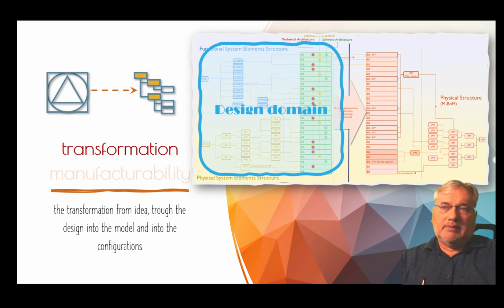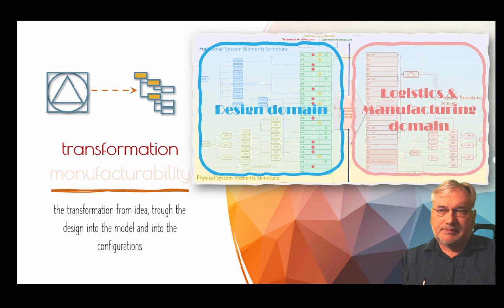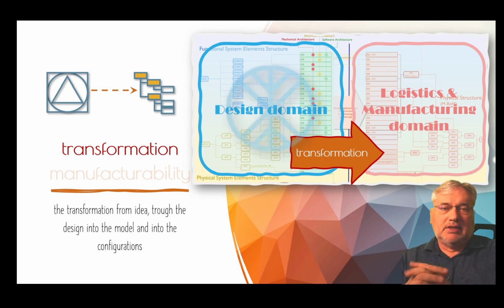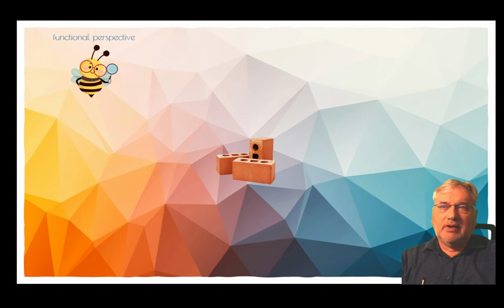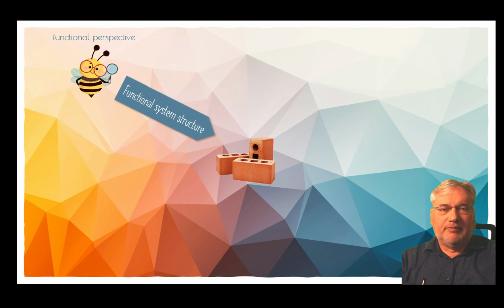So on the left-hand side, we see the structures that are the result of the design activities, including virtual integration and test. And on the right-hand side, we see the logistics and manufacturing structures. And Configueres facilitates transformation. Looking at the product from a functional perspective, we see the creation of building blocks that partially fulfill the product's functions, driven by the requirements and design.